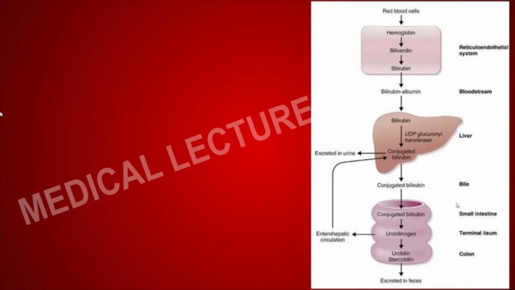It will go to the small intestine. In the small intestine, it is further converted into urobilinogen, which further converts into urobilin or stercobilin, which gives the color to the feces and is excreted in the feces. Or this urobilinogen may enter the liver again, the enterohepatic circulation. So this is the fate of RBCs.